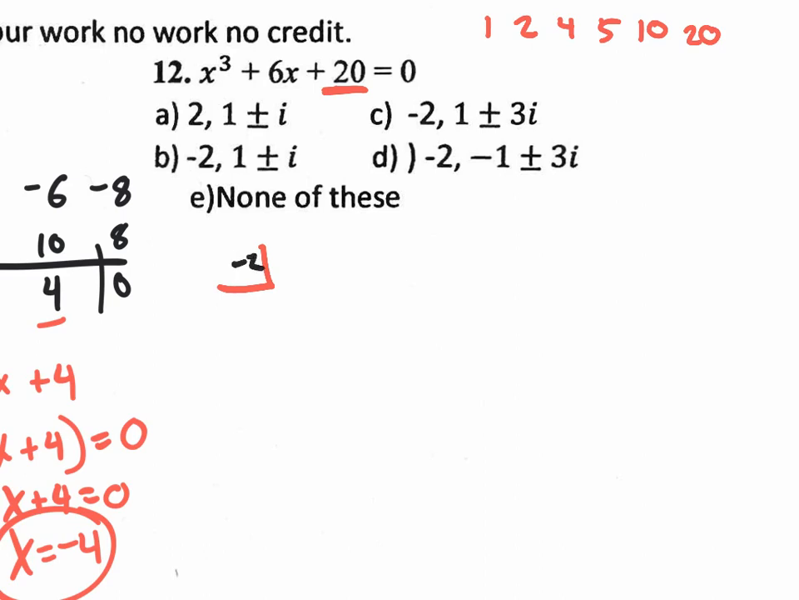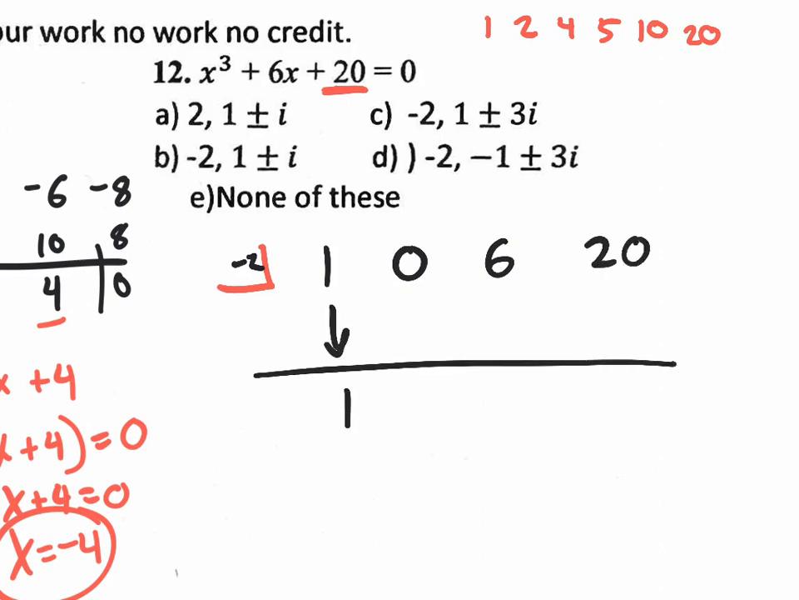Let's put the coefficients. Give me the coefficients of number 12. 1, 0, 6, and the constant 20. 1 comes down, that's 1. Negative 2 times 1 is negative 2. 0 minus 2 is negative 2. Negative 2 times negative 2 is positive 4. 6 plus 4 is 10. Negative 2 times 10 is negative 20. And yep, our educated guess worked out great because we got the remainder 0.